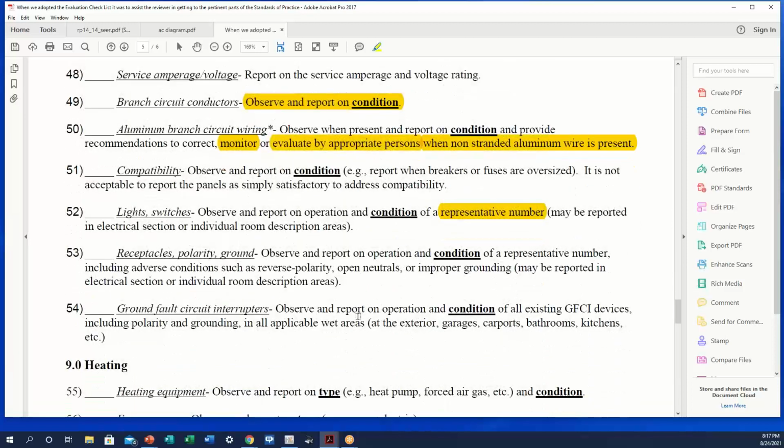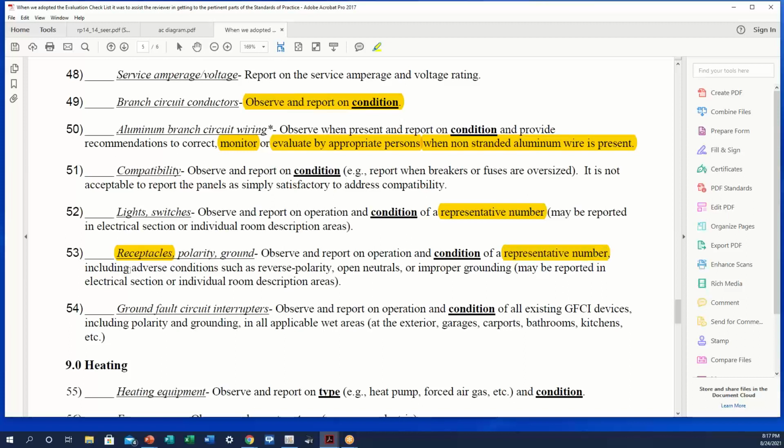Okay, receptacles, polarity, and ground. What's a receptacle, Harris? Receptacle is a place where you can tap power from to plug in a lamp or a light or something. Is a receptacle something we call an outlet? An outlet is a receptacle. Okay, thank you.